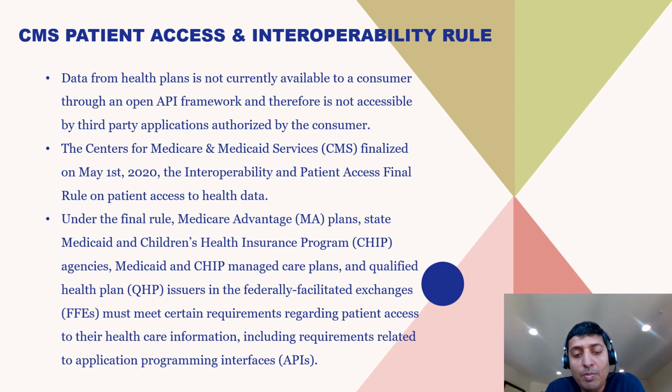Under the final rule, Medicare Advantage (MA) plans, state Medicaid and Children's Health Insurance Program, also known as CHIP, agencies, Medicaid and CHIP managed care plans, and qualified health plans (QHPs), which work in the federally facilitated exchanges, all must meet certain requirements regarding patient access to their healthcare information, including requirements related to application programming interface, also known as API.